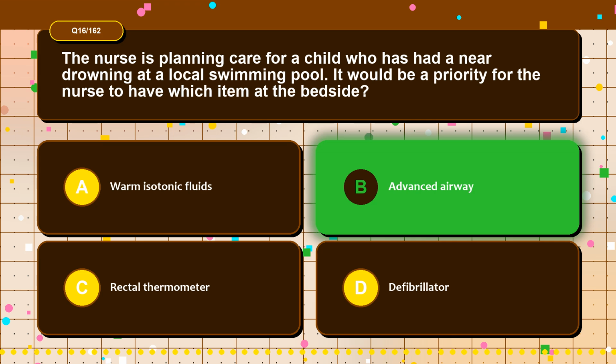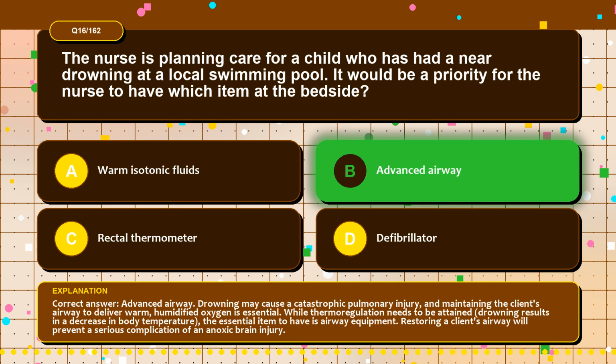The correct answer is option B. Advanced airway. Correct answer. Advanced airway. Drowning may cause a catastrophic pulmonary injury, and maintaining the client's airway to deliver warm, humidified oxygen is essential.